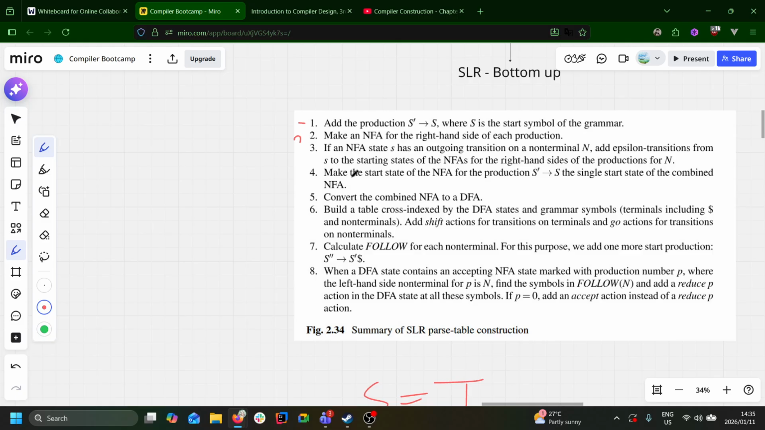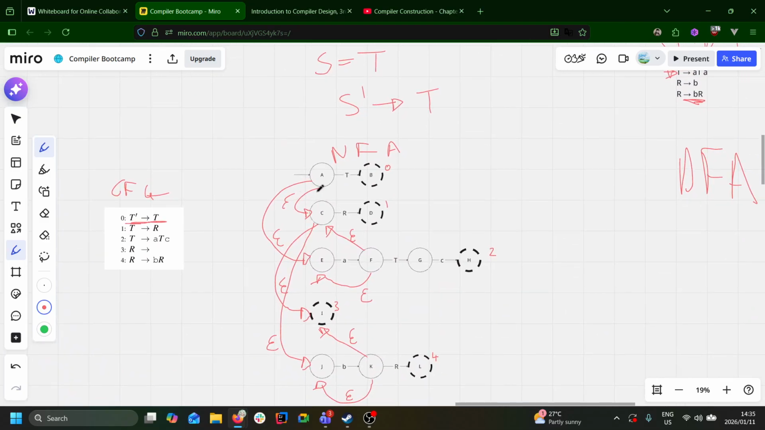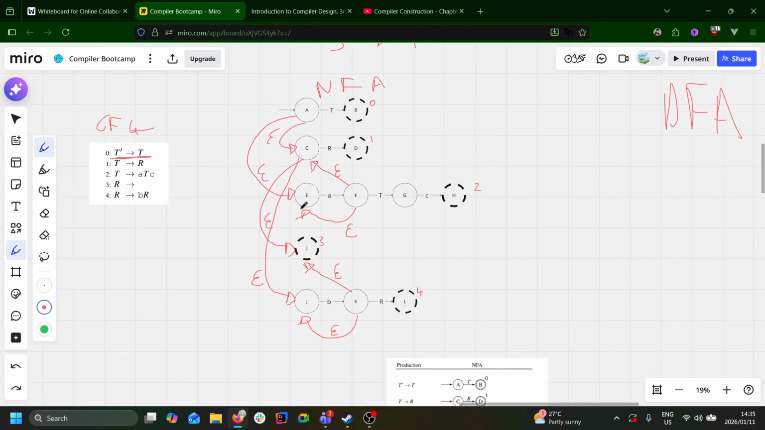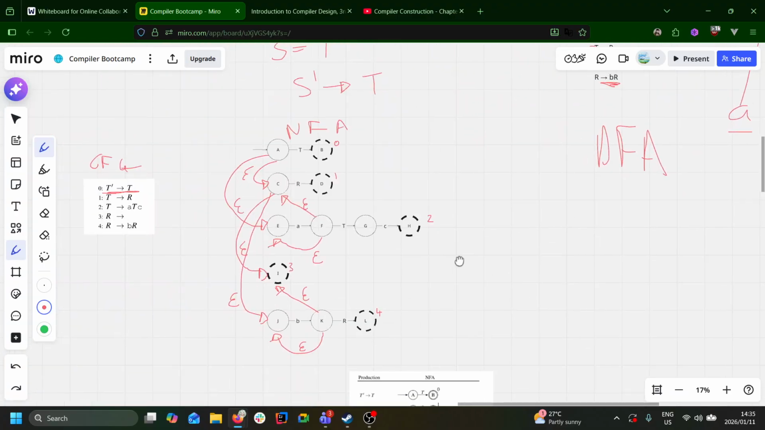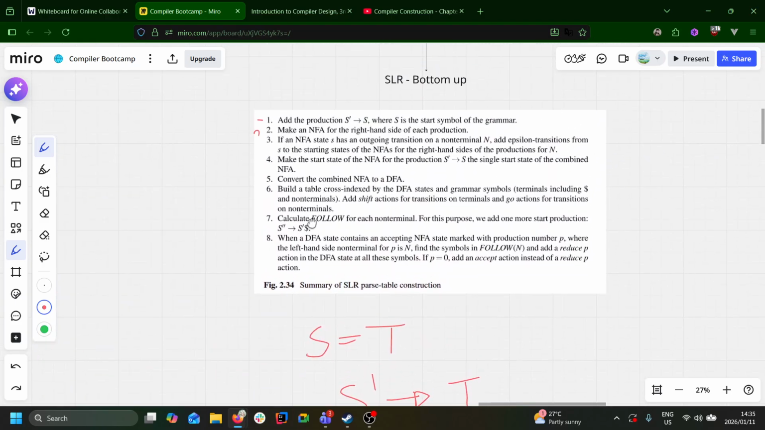Make the start state production the single start state of the combined segment. So we've already done that. It's already done where we have this start symbol over here. But if you didn't put it, you just add it there. You don't need to add the arrows there. In the textbook, I see they added them. You don't have to add them. You can add them at the end. Convert the combined NFA to a DFA.